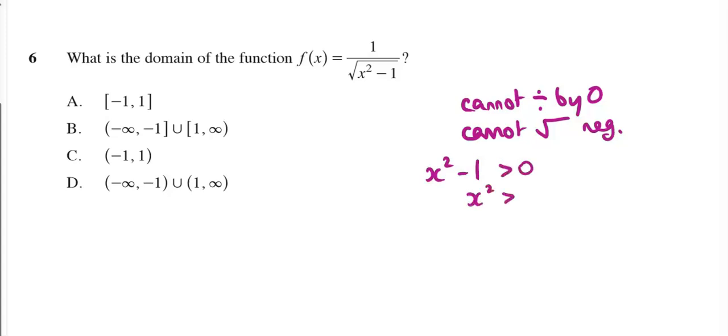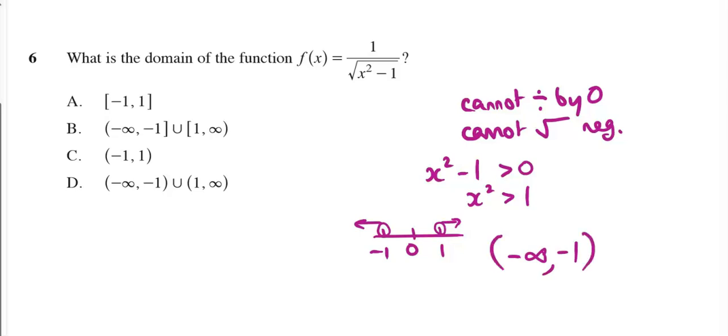So x squared needs to be bigger than 1. If you think about what that looks like, we need to keep x larger than 1 or less than minus 1. So I'm looking for a domain which is from negative infinity up to negative 1, do not include it, and 1 up to infinity, do not include 1. So I'm looking for the round brackets. The answer is D.